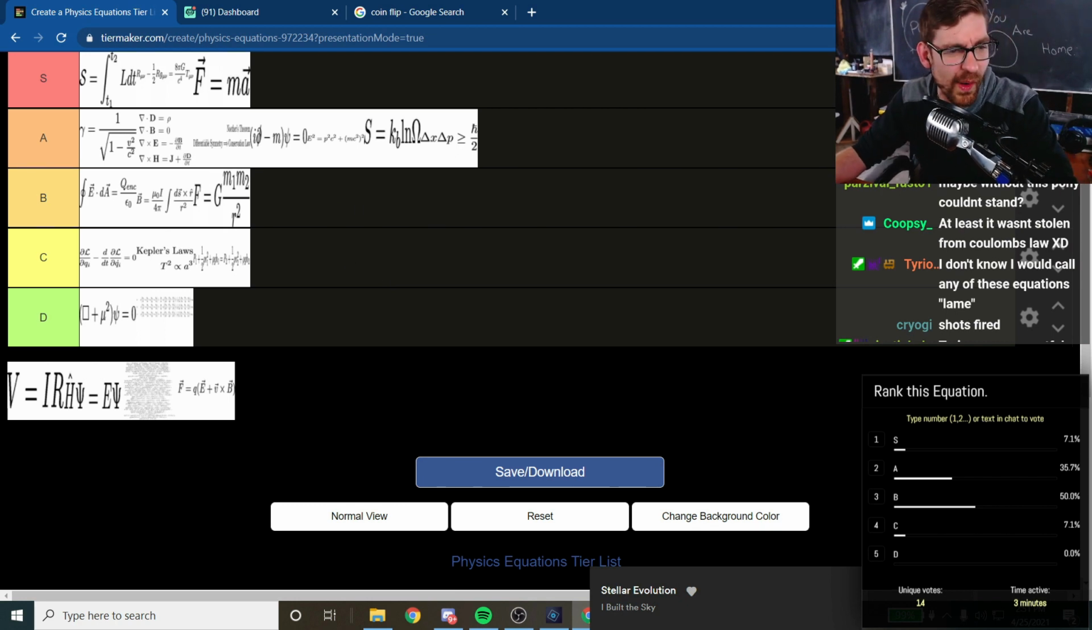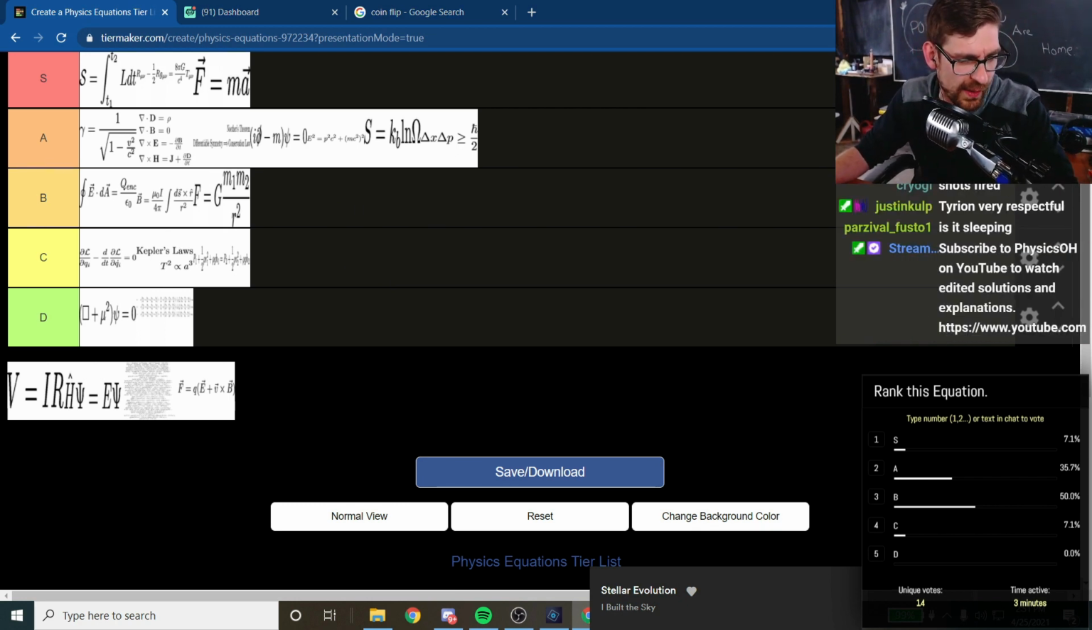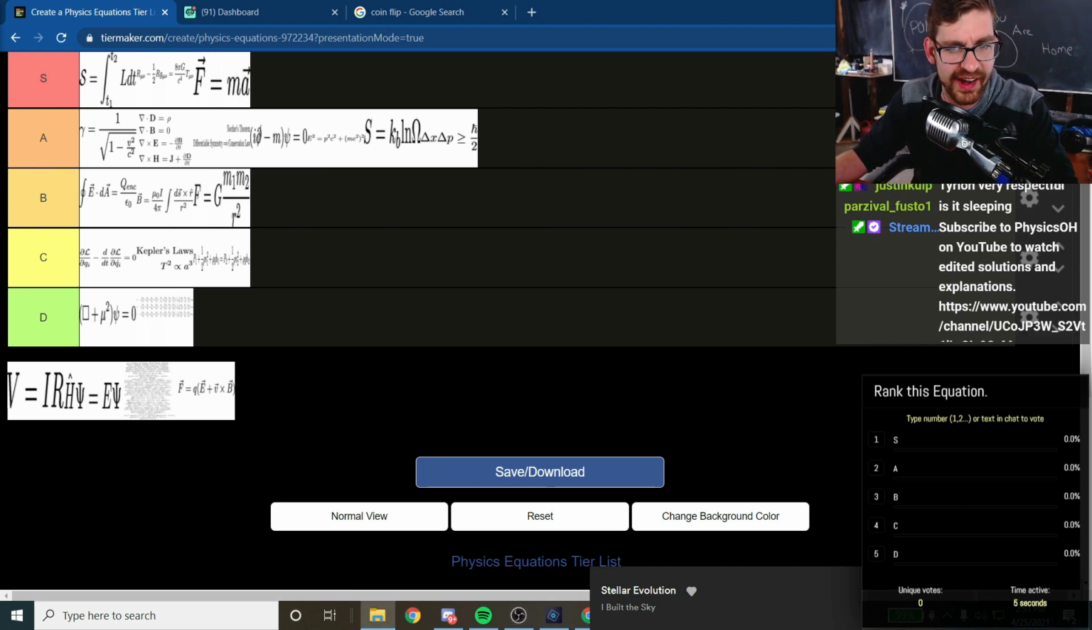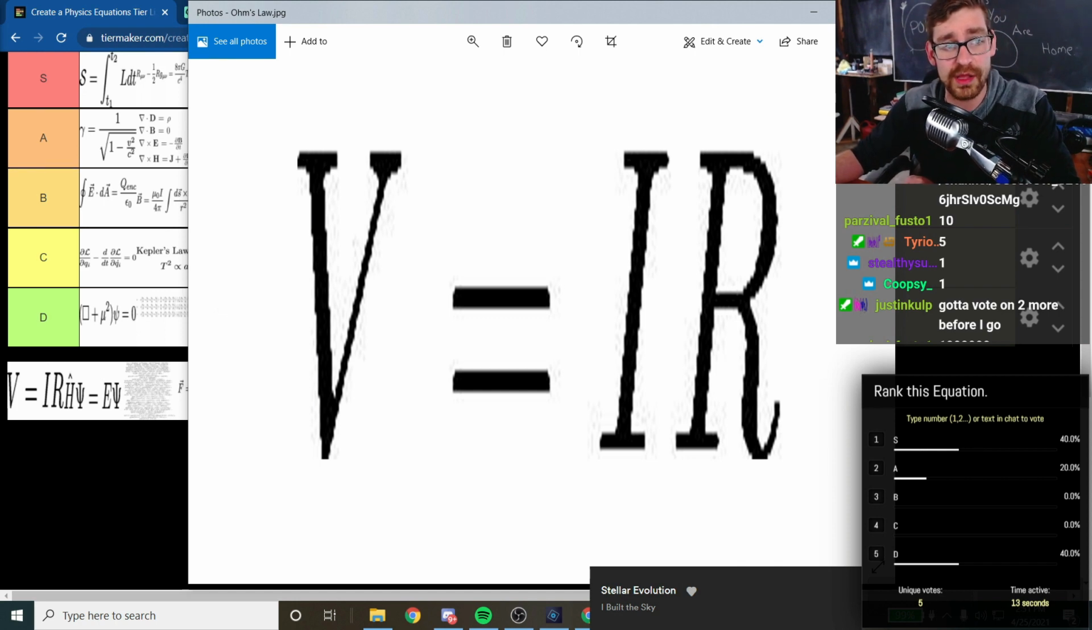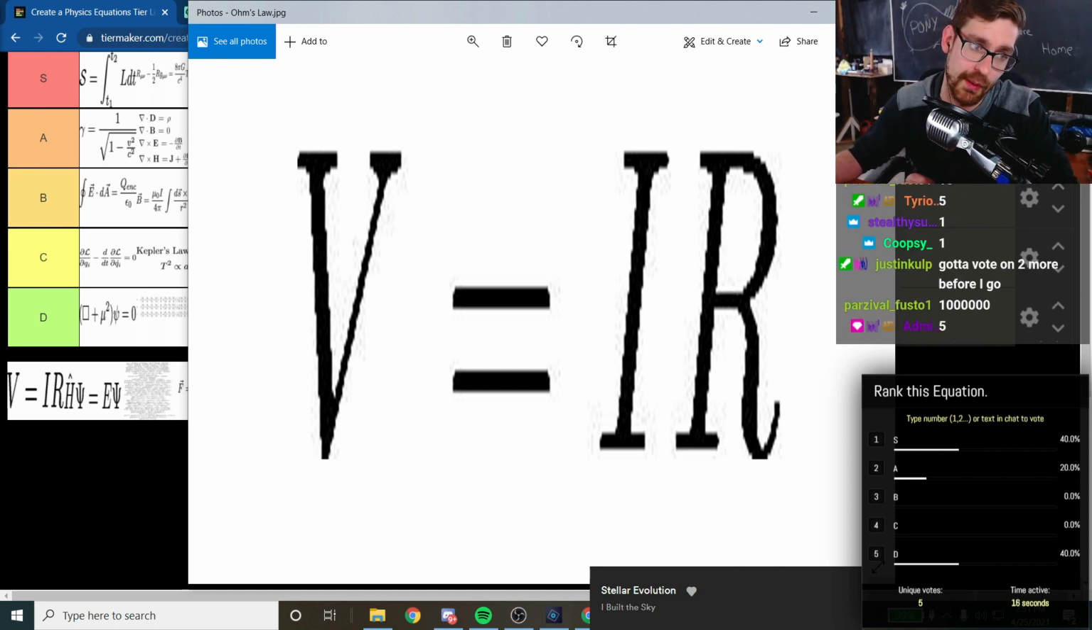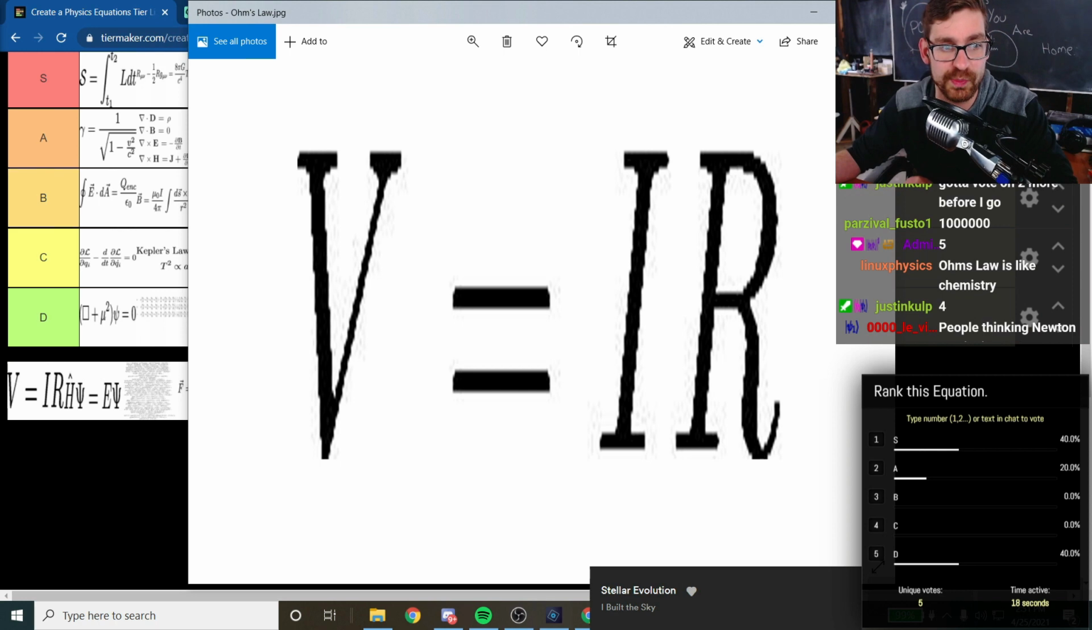All right, next up is Ohm's Law. Let me reset the poll. Everybody knows this one, this classic equation right here. V equals IR, which is the relationship, right? The resistance is the ratio of voltage with respect to current.